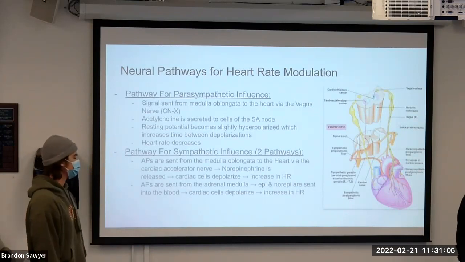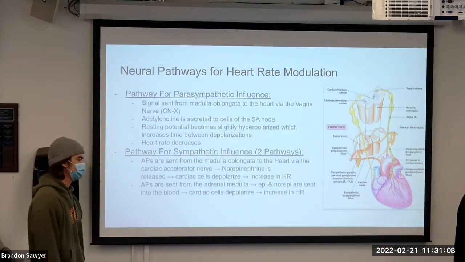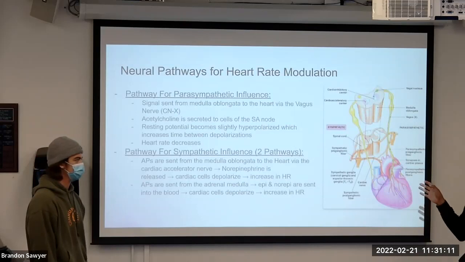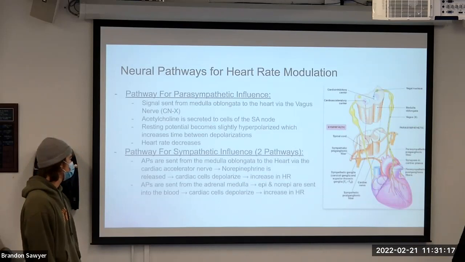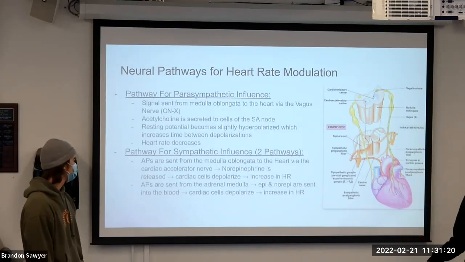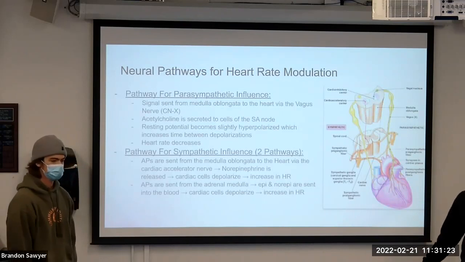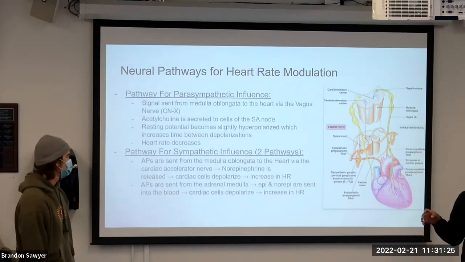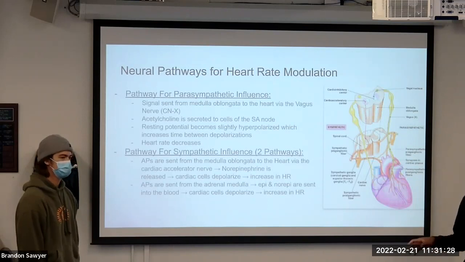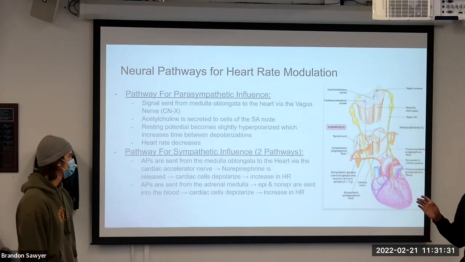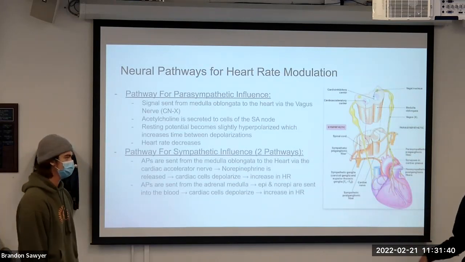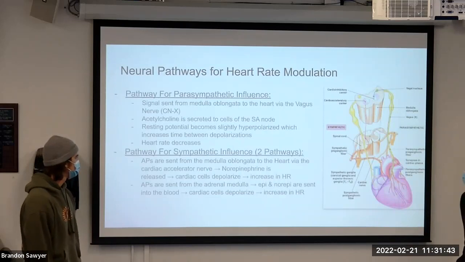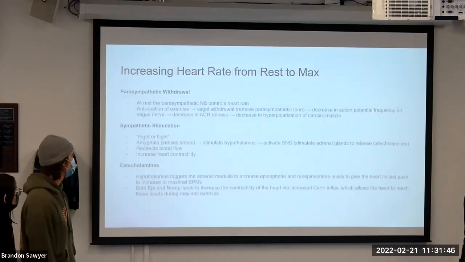Okay. And then for the sympathetic influence, there are 2 separate pathways. The first one is that the signal is sent from the medulla oblongata to the heart via the cardiac accelerator nerve, and then norepinephrine is released, and the cardiac cells depolarize, and that increases the heart rate. The other one is that APs are sent from the adrenal medulla, which causes epinephrine and norepinephrine to be released, and the cardiac cells depolarize, which also increases the heart rate.